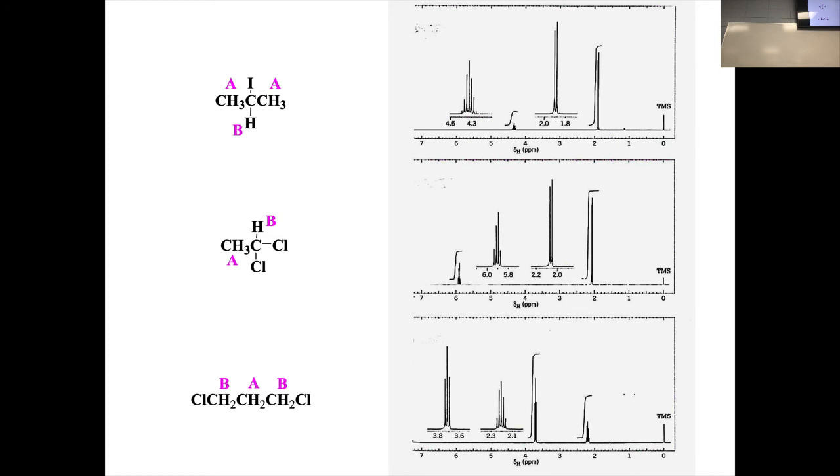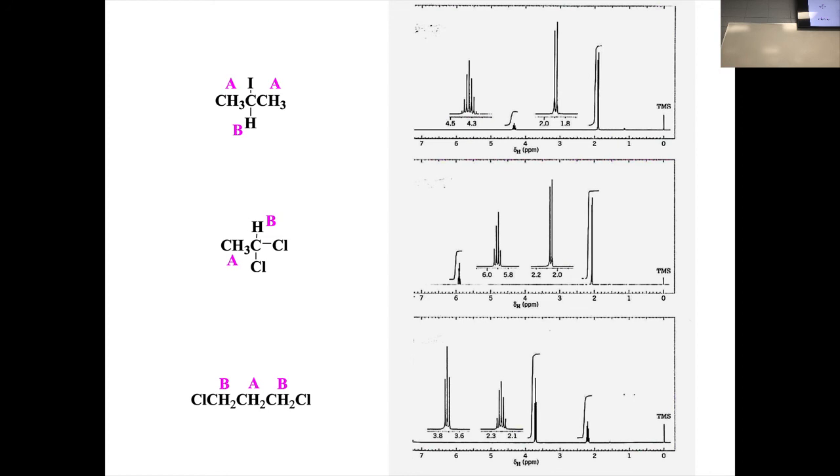Notice what the peak splitting looks like here. Can you count them? What should it be split into? Seven. Let's see if we can find them. There's one, two, three, four, five, six, seven. That last little one gets real tiny, doesn't it?